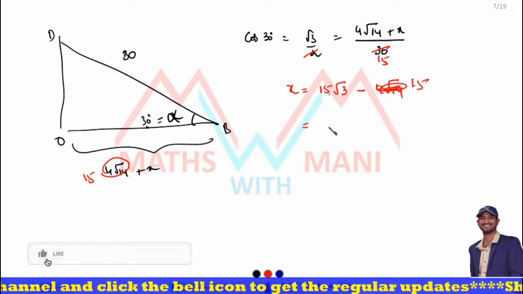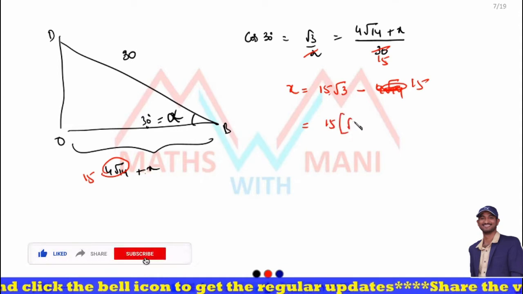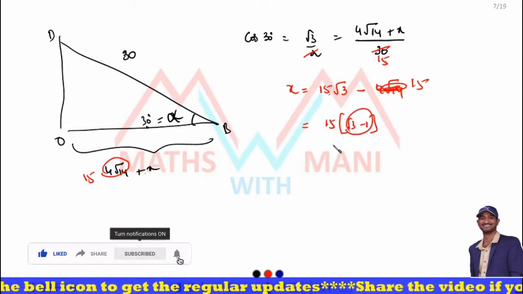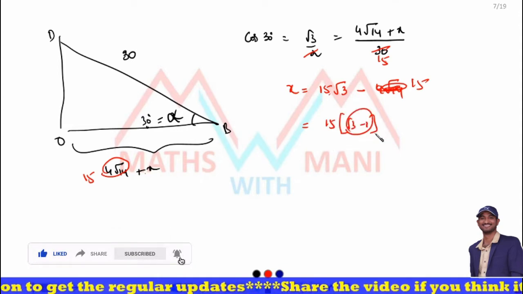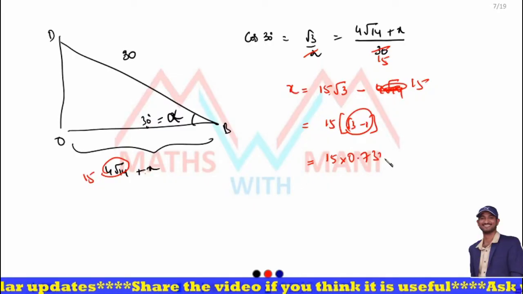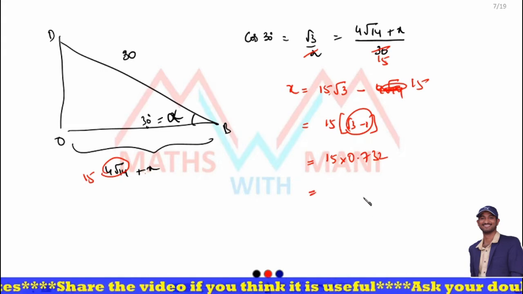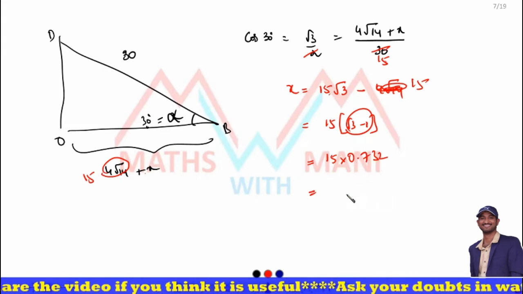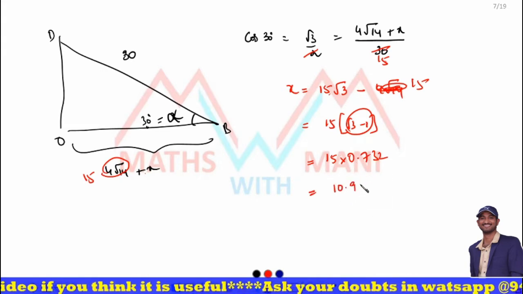So 15 root 3 minus 15 means 15 taken common, root 3 minus 1. So what is the value of root 3? 1.732 minus 1, that is 0.732. 15 into 0.732. 15 7s are 105, 15 3s are 45. So nearly 10.95 something.